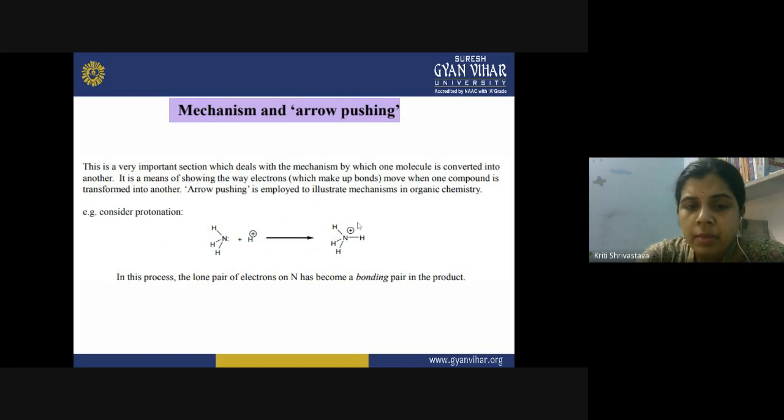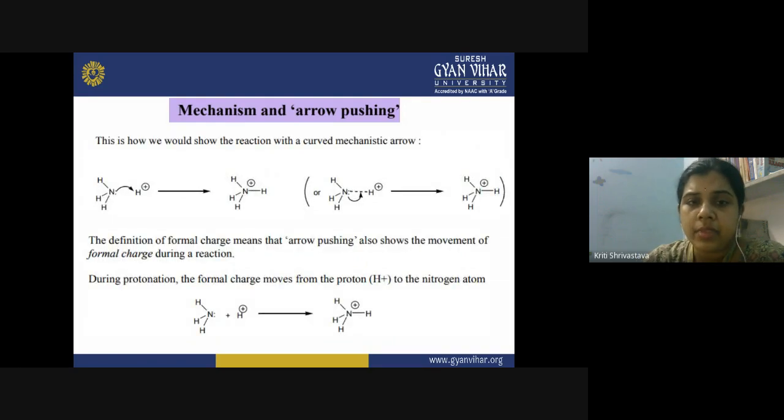So what is happening in this process? We have a lone pair of electrons on the nitrogen, and now they have become a bonding pair in the product. These electrons now make a bond with the hydrogen, and that is how the electrons are transferred to the hydrogen, and the positive charge of the hydrogen is now present on the nitrogen itself. So we get the ammonium ion in this process. Now, how will you draw these arrow pushings? How will you show the movement of electrons?